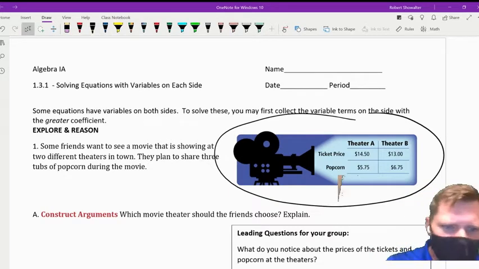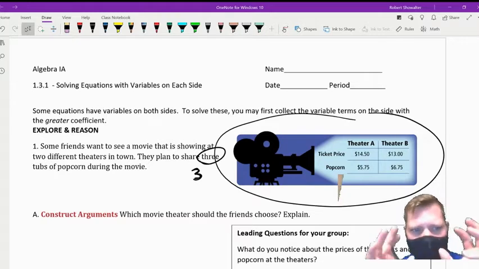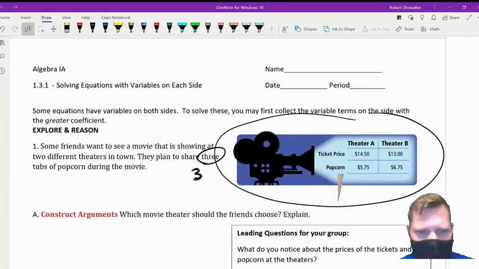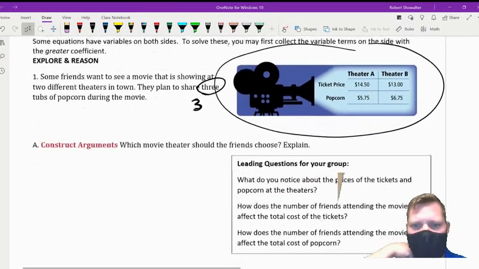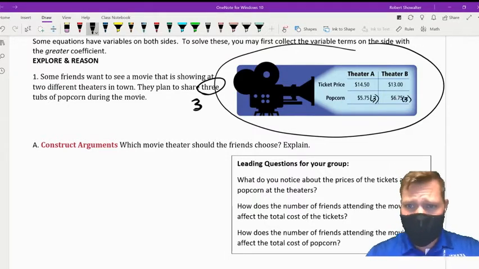Okay, so there's a number in there. When we read word problems, we want to pick up the number 3. 3 tubs of popcorn during the movie. Okay, which movie theater should the friends choose? All right, so when we're going about this, we have 3 tubs of popcorn. We know that there's going to be that thing times 3 and this thing times 3.